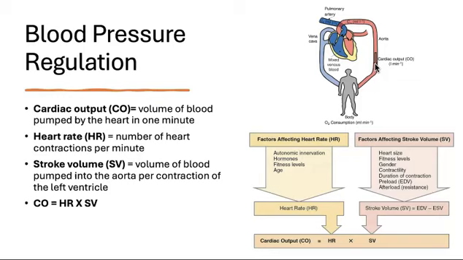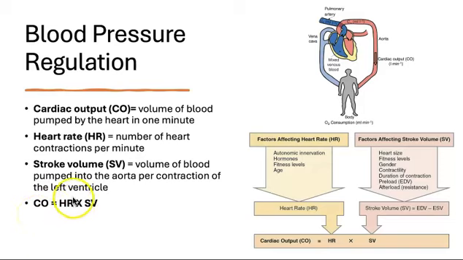And lastly, our stroke volume. This is going to be the volume of blood that we have in our ventricle that is pumped into the aorta per contraction of our left ventricle. So again, another volume. And so if we have our numbers of heart rate and stroke volume, we can multiply them together to calculate our cardiac output. So if we were to, let's say, increase heart rate or increase stroke volume or increase both, we're going to see an increase in our cardiac output.